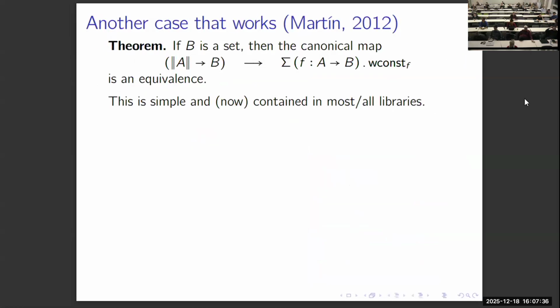Okay, right, so here's the other case in which Martin's question had a positive answer, namely if B is a set in the sense of homotopy type theory, so it's an H set. In this case, functions from the truncation of A into B are the same thing as these constant functions from A to B. This is a quite simple fact, and it's nowadays contained in all HoTT libraries because it's actually quite useful.